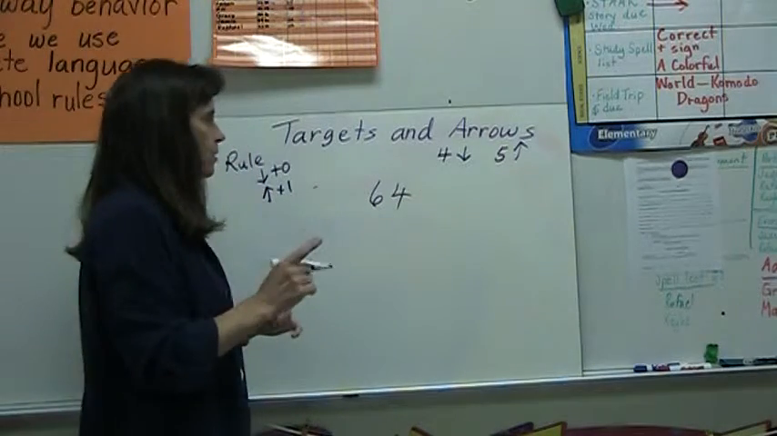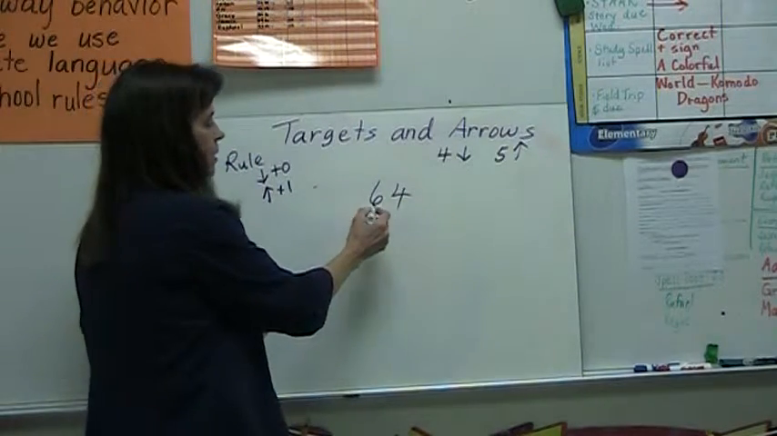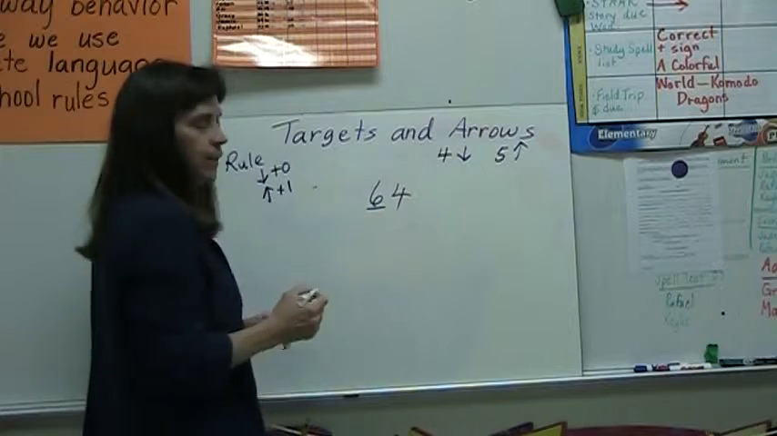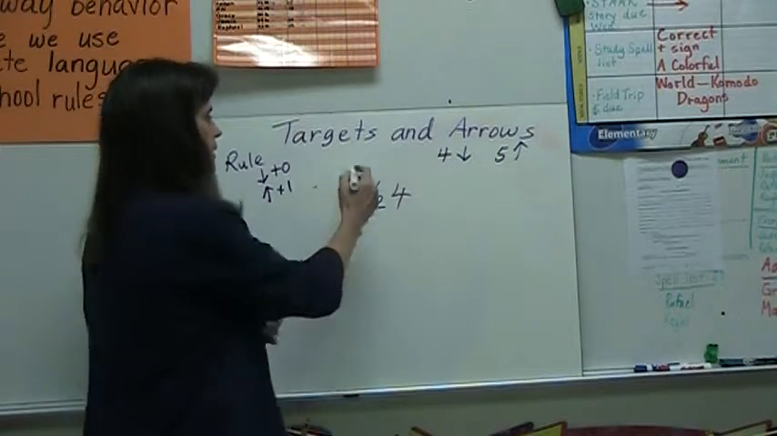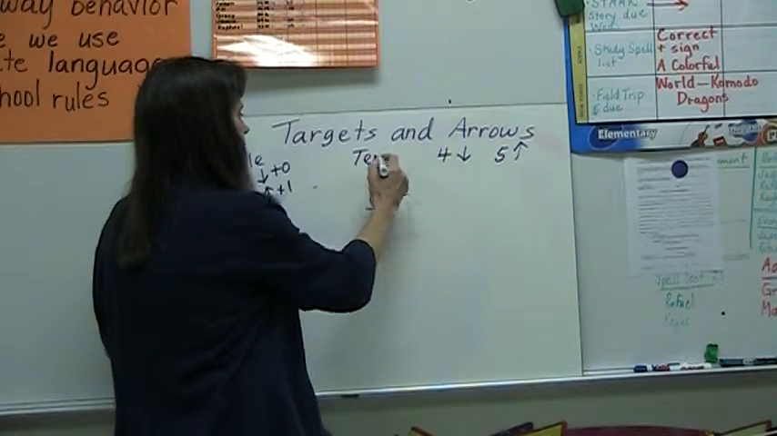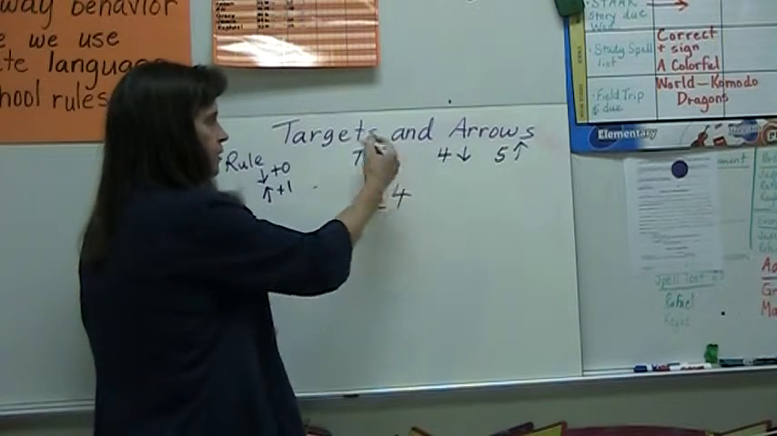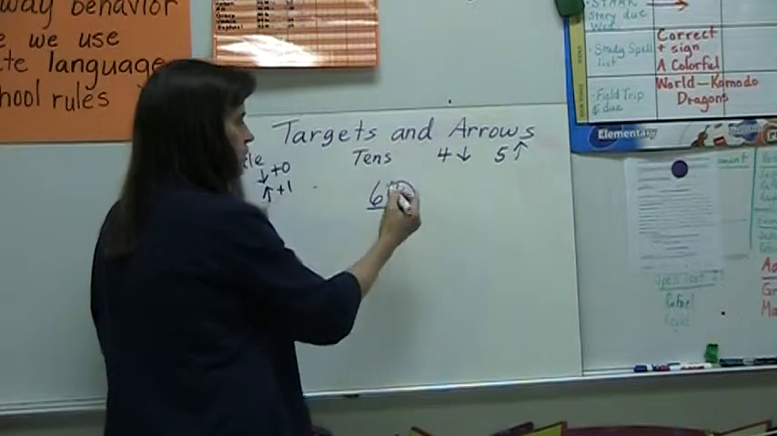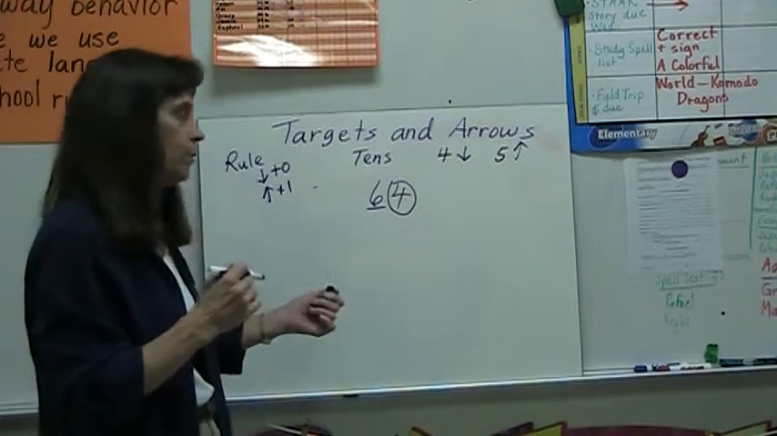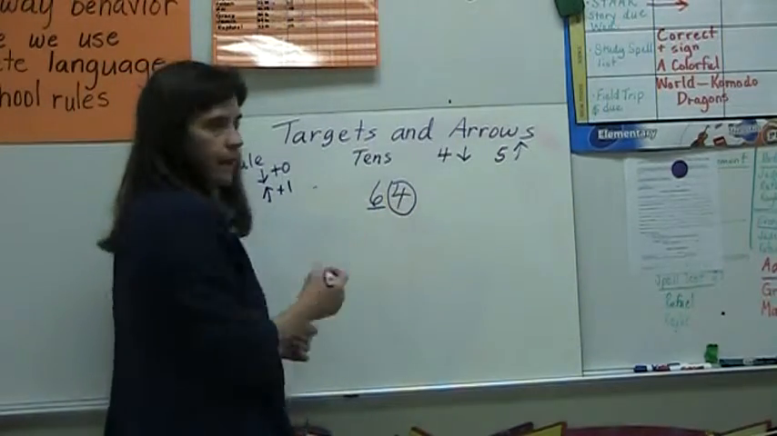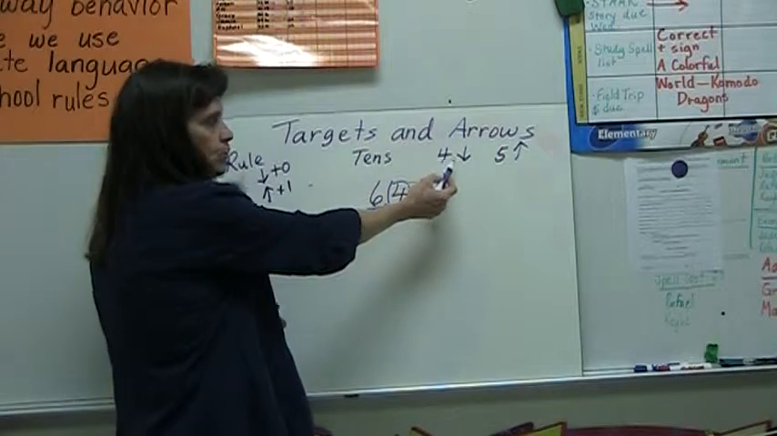Okay, the first thing you're going to do is underline the place you're rounding to. So I'm rounding to tens. And then whatever number is sitting to the right of your underlined number, that is your target. So you're going to circle it, just like you would a bullseye if you were shooting a bow and arrow. And then you're going to look at that 4, and you're going to look up here at your rule.